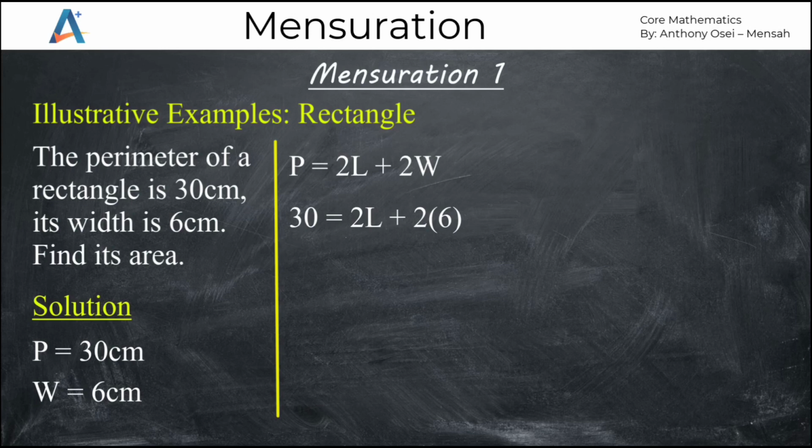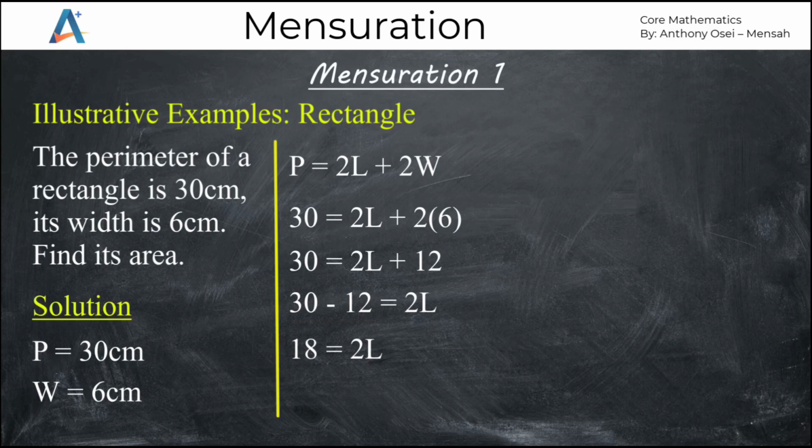Now let's simplify this. 30 is equal to 2L plus 2 times 6, which is 12. Now we make L the subject by grouping like terms and all constants to the left hand side. So 30 is already at the left hand side. The constant positive 12 is at the right hand side, and when it crosses the equal sign to the left hand side, it becomes negative 12. Now 30 minus 12 will give us 18. So 18 is equal to 2L.